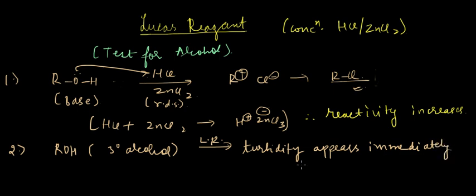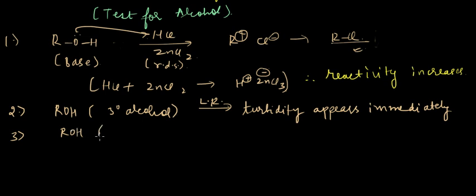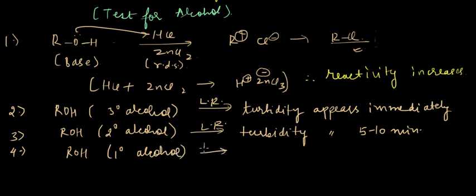Okay. In the third example, we have a secondary alcohol, and again we are passing this in Lucas reagent. So the turbidity takes 5 to 10 minutes, and if we have 1 degree alcohol and we again pass it in Lucas reagent, it will take 30 minutes, and it may also need heating.